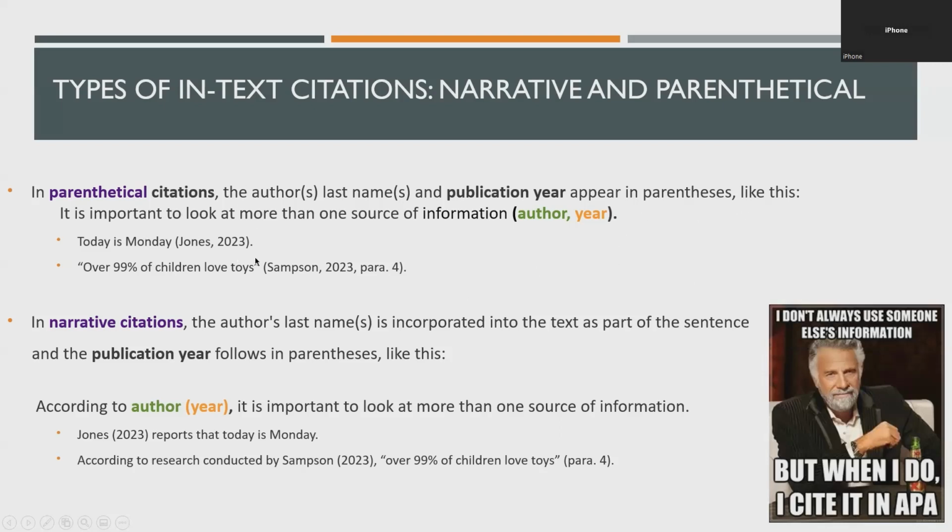So parenthetical citations often include the author's last name and the publication date. That's when we don't mention the author's name in the sentence. So here I just said today is Monday. I didn't mention Jones here, so I have to put Jones's name in my parenthetical citation. Same thing here. Sampson's name is not mentioned in the sentence, so I had to put Sampson's name in my parenthetical citation. In contrast, here I've used Jones's name and Sampson's name in my sentence, so I didn't need to include that in a parenthetical at the end of the sentence.